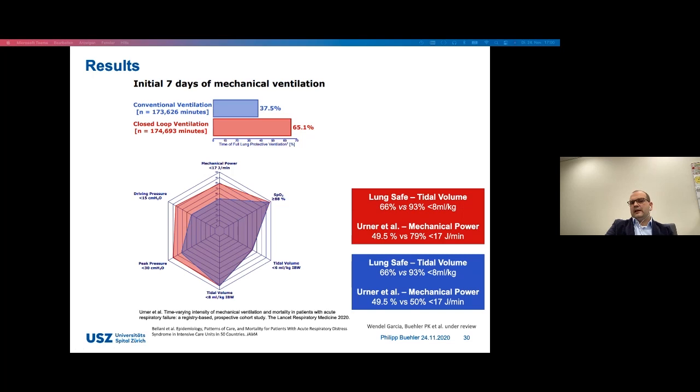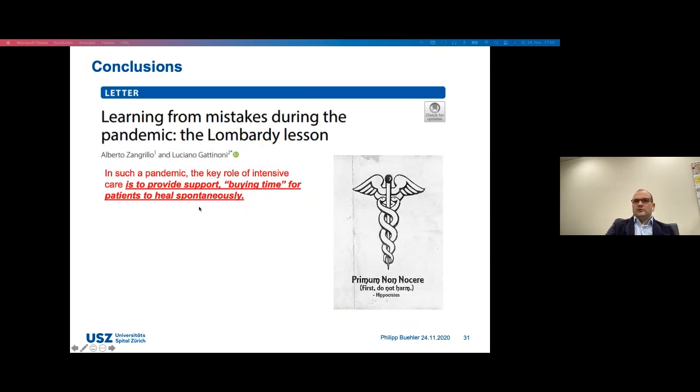Nevertheless, Intellivent-ASV still shows a superiority to the conventional group, especially in the parameters of peak pressure, driving pressure and mechanical power. Overall values are between 80 and 90% of the time. Okay, now to the conclusion.